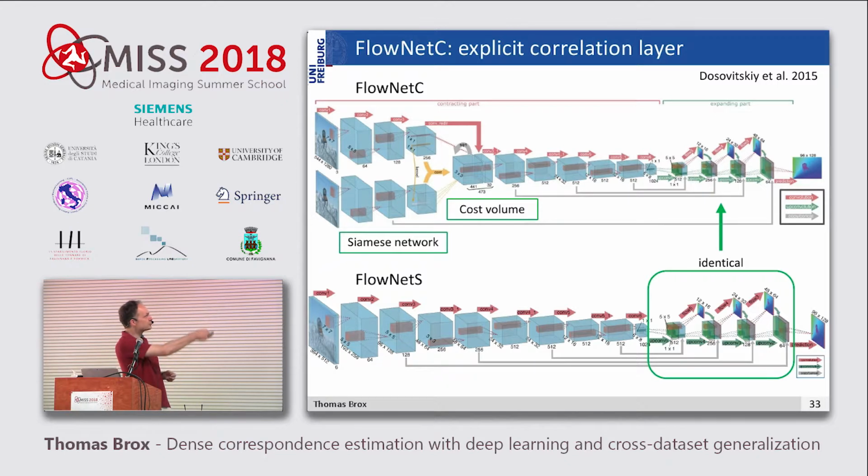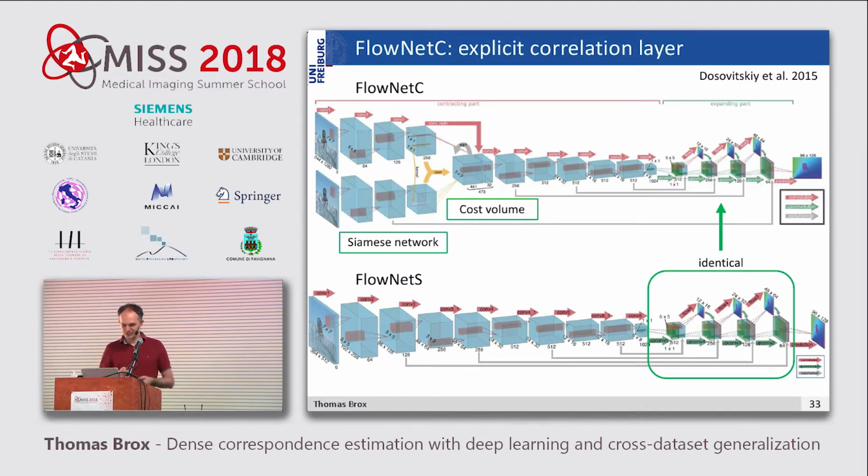So these are the two architectures that we used. This part is actually identical. So the decoder is the same in both architectures. We call this FlowNet S, and this one FlowNet C. So FlowNet S for simple and the C for correlation.